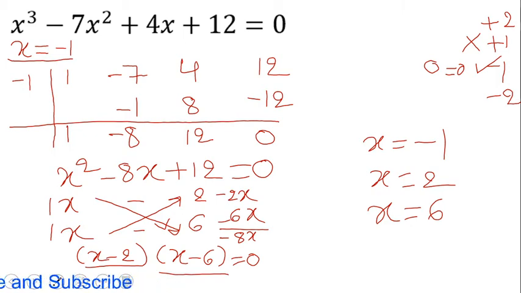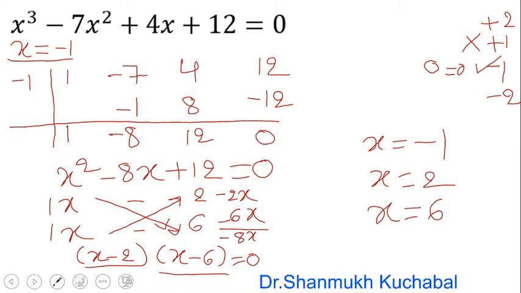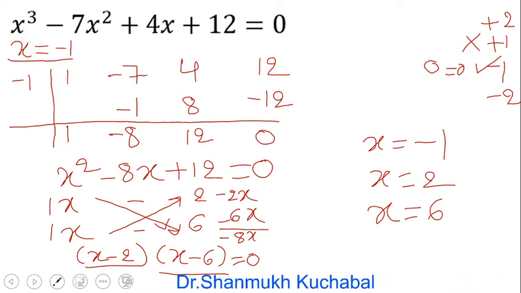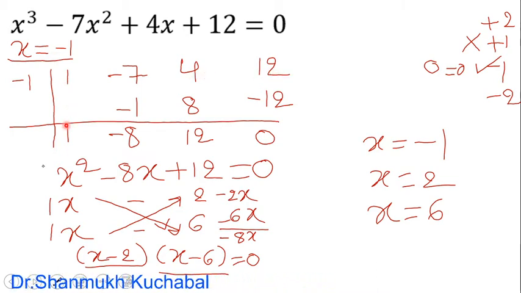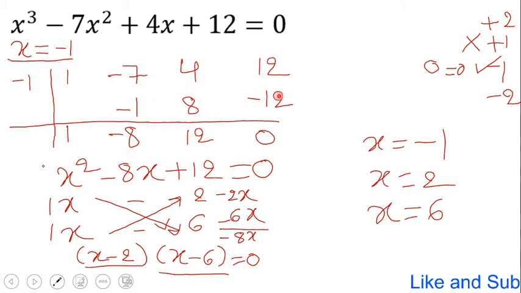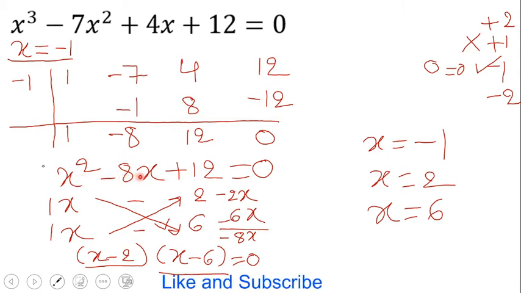So taking x equal to plus 1, we are not going to get 0 equal to 0. Then I have taken x equal to minus 1, we got 0 equal to 0. Therefore x equal to minus 1 is one solution. The x cube coefficient is 1, then minus 7, 4, 12 I have written, minus 1 is outside, so 1 we take down, 1 into minus 1 is minus 1, minus 7 minus 1 is minus 8, minus 8 into minus 1 is plus 8, 8 plus 4 is 12, 12 into minus 1 is minus 12, so plus 12 minus 12 becomes 0. Then decrease one power, x cube becomes x square minus 8x plus 12 equal to 0.